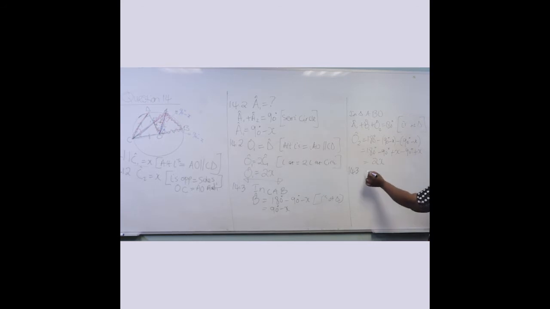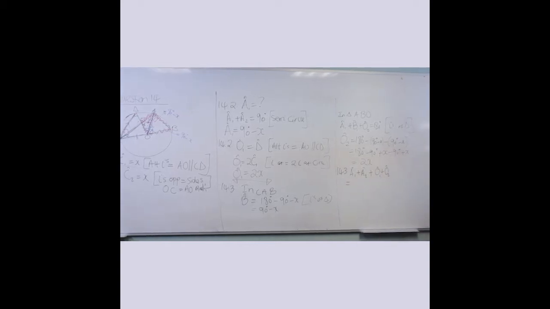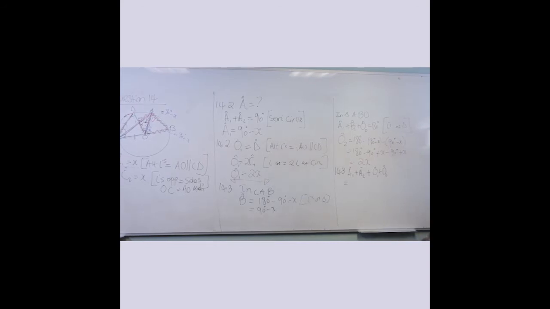So what is A1 plus A2 plus O1 plus O2? What are they giving me? That's what I'm looking for, but I'm aiming for them to give me 180. If they can, it means it's true.